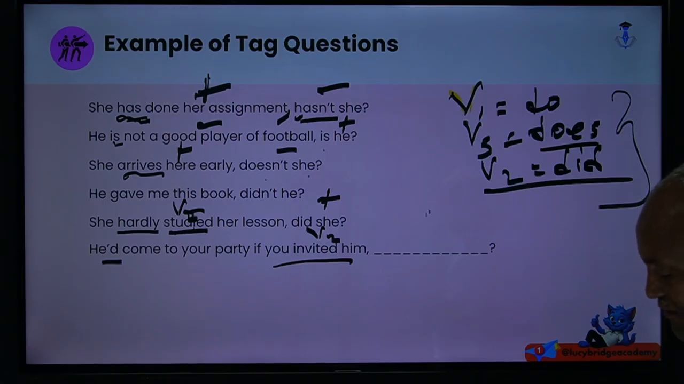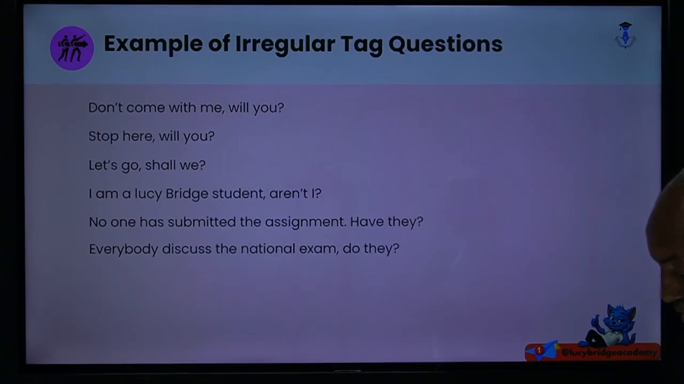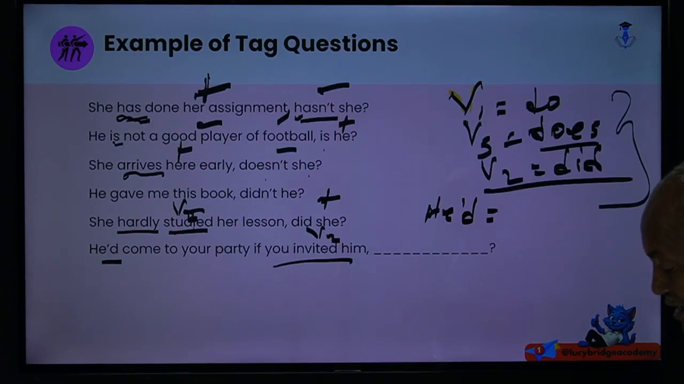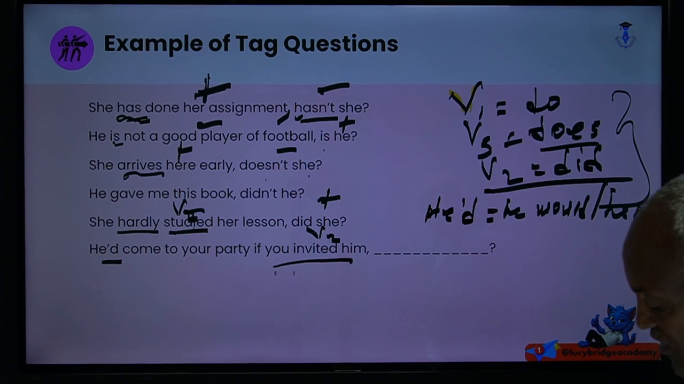Otherwise, look here, this abbreviation means he would, or else he had. And then we depend on the structure, because it can be verb 3, it can be verb 1.